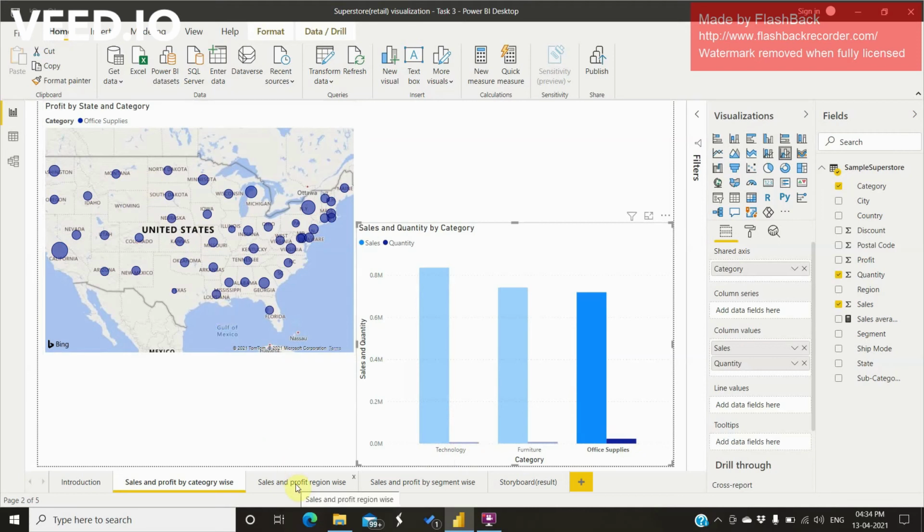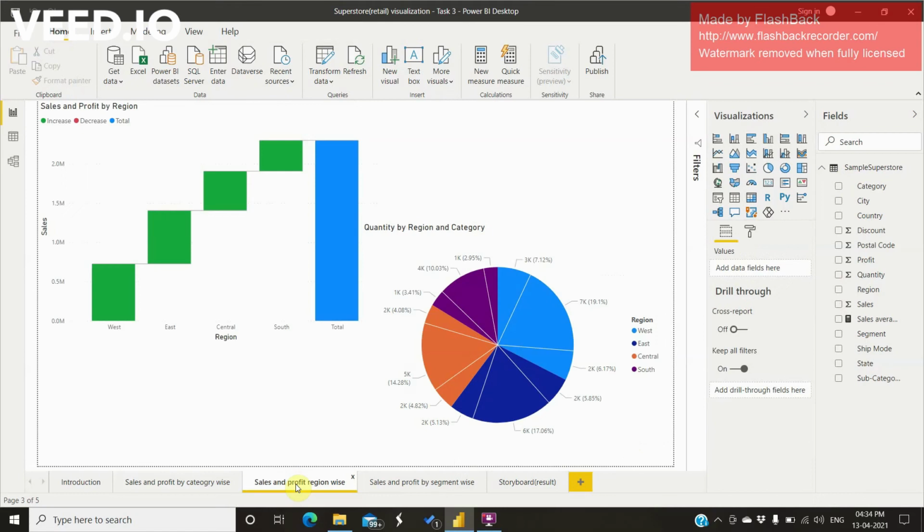Next we are going to see sales and profit regional wise. In the western part of USA only, the sales have increased and profits have also increased. The other parts of USA are decreasing. As we can see here, the blue represents the western region, the dark blue represents the eastern region, the orange color represents the office supplies in the central region, and the violet represents the southern parts of the USA.